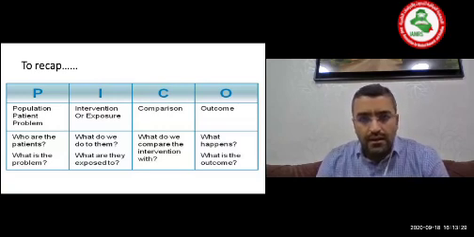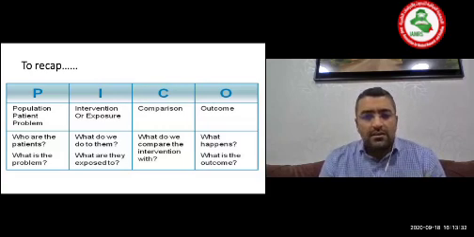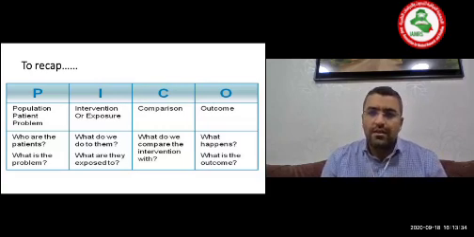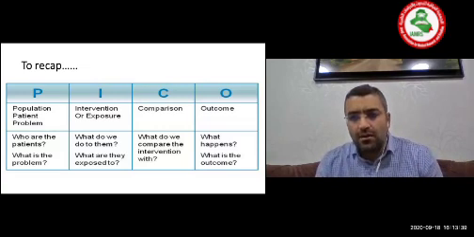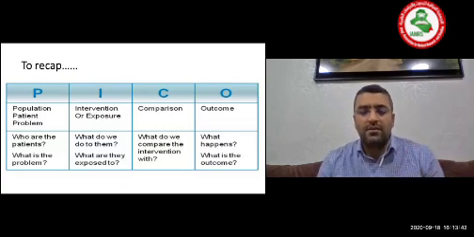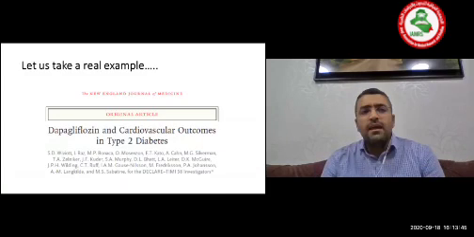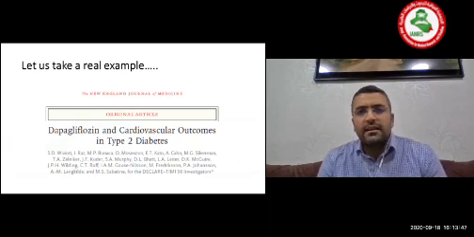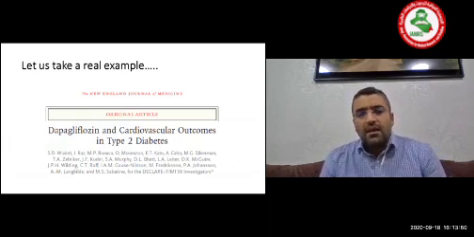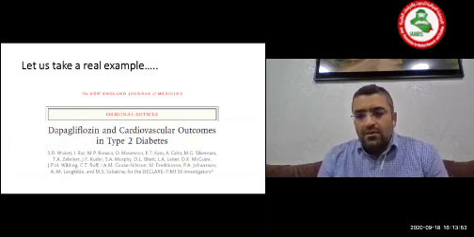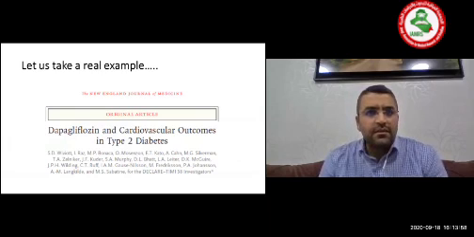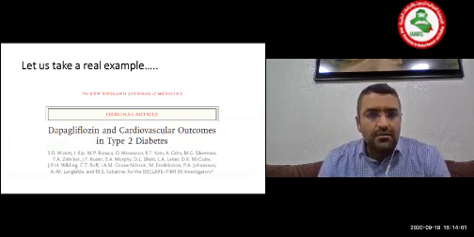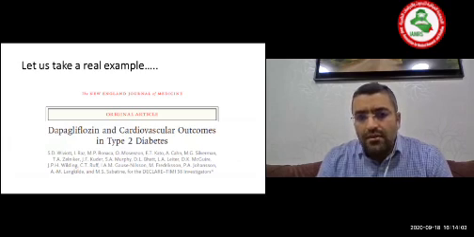The C is the comparison. And you should ask, what do we compare the intervention with? And finally, the O is the outcome. What happens to the patients or population? And what is the outcome of our study? So in order to make this practical, let's take a real example. This is a well-known article in medicine that was published in the New England Journal of Medicine a few years ago. It was about dapagliflozin and cardiovascular outcomes in type 2 diabetes.